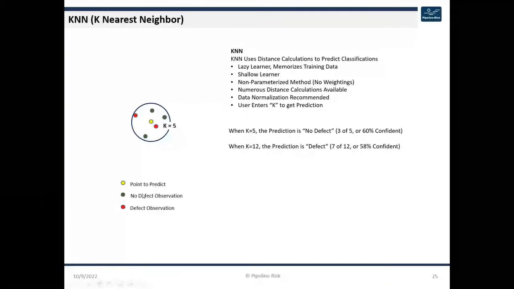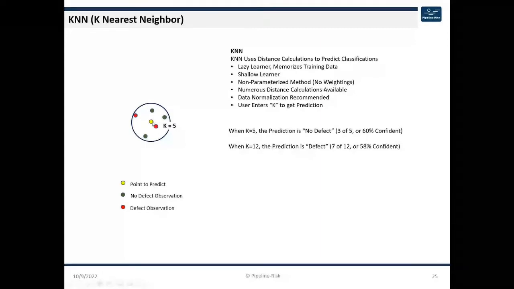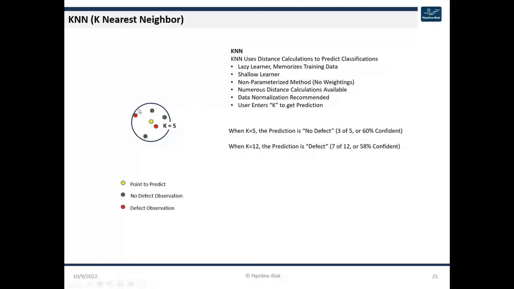Then you bring in this brand new point to predict, this yellow point. The question would be, what is this yellow point based on its proximity to these known points within this circle that includes just K equals 5, or 5 known points? And the answer would be green, which is no defect.